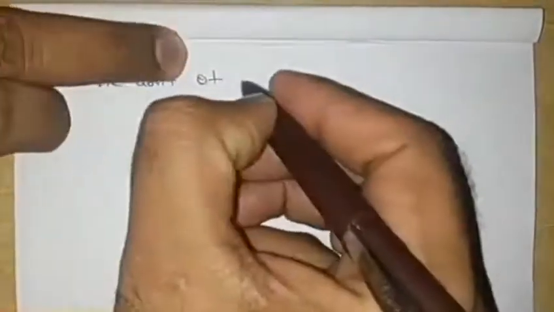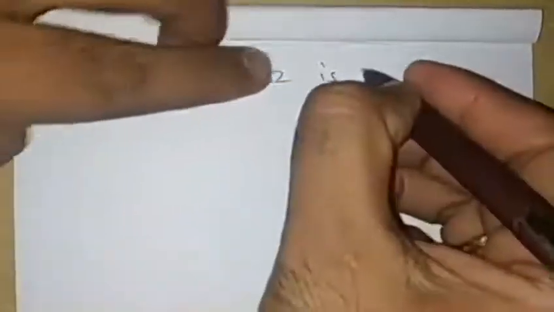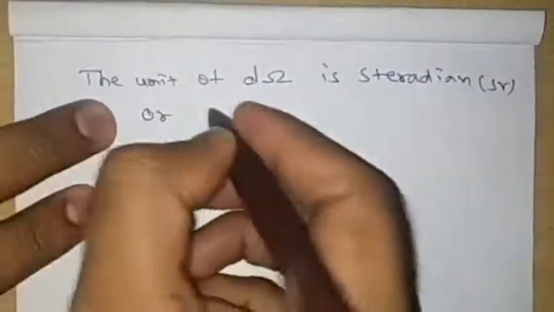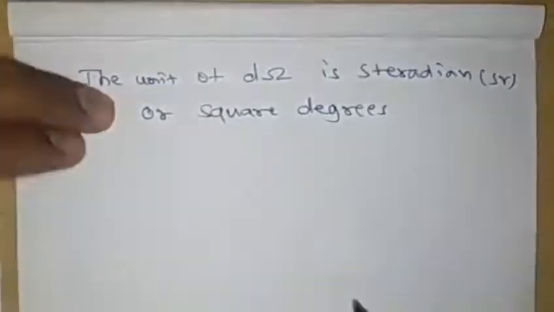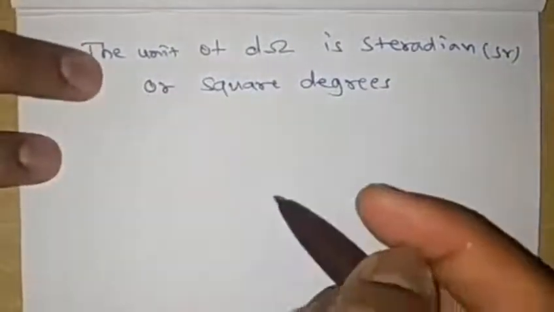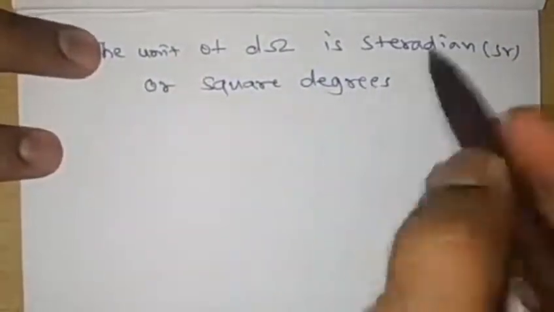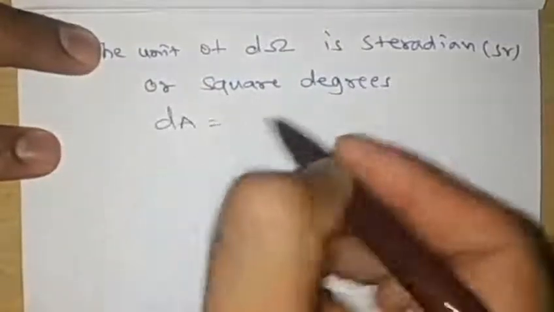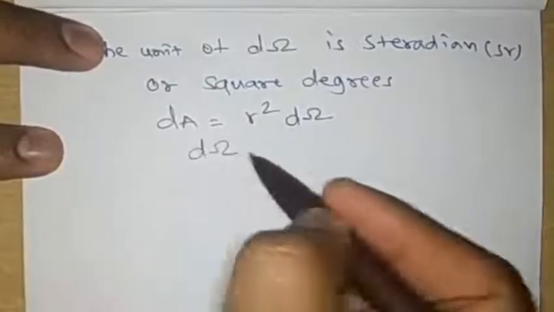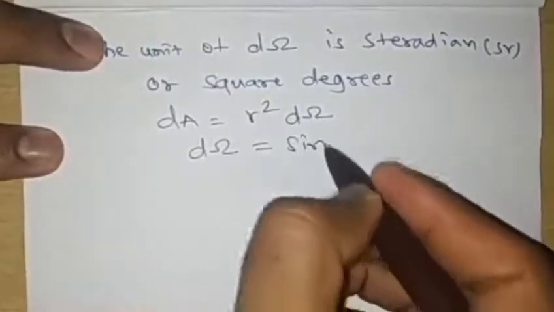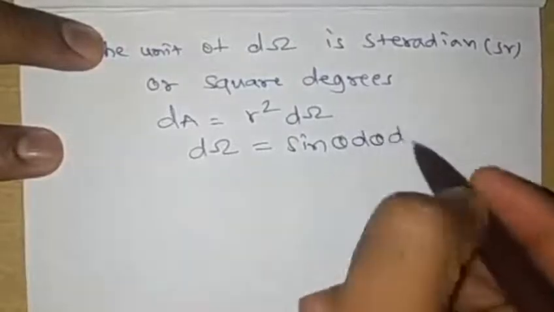The unit of d omega is steradian or square degrees. Now, what is actually the achievement by finding dA, which is r square d omega, which in turn represents d omega equal to sine theta d theta d phi?